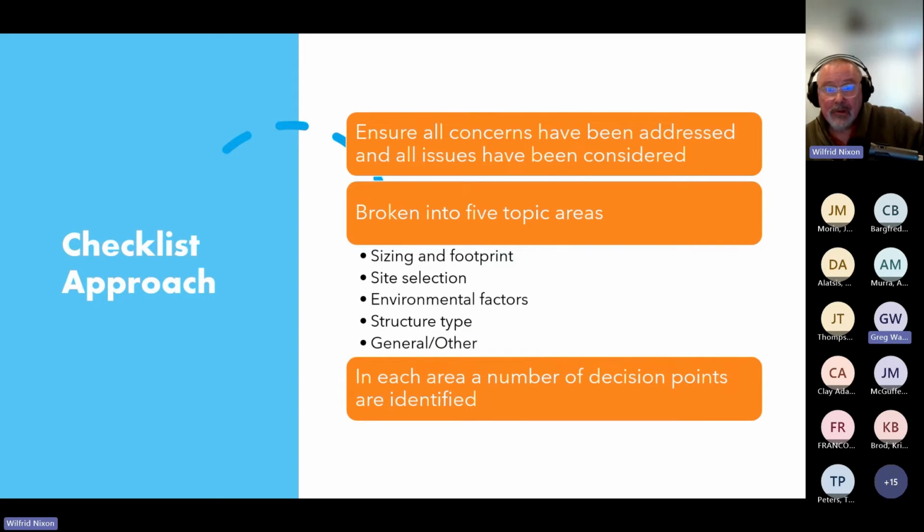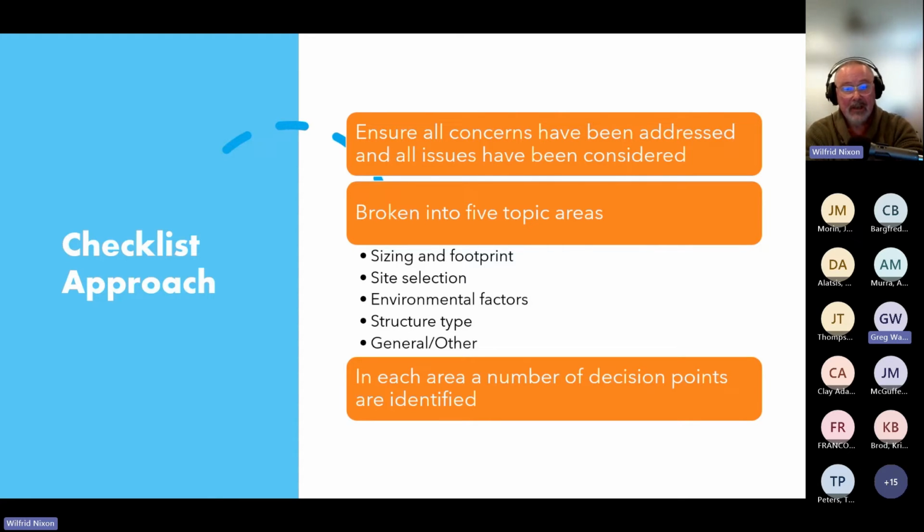So, the checklist approach: here we're wanting to make sure that you've had a chance in the process to dot your I's and cross your T's. We broke it down into 5 topic areas: sizing and footprint, site selection, environmental, structure type, and the ubiquitous general and other. And in each of these areas, there are a number of decision points identified. Now, the goal here is not that you're going to go through this in a linear manner.